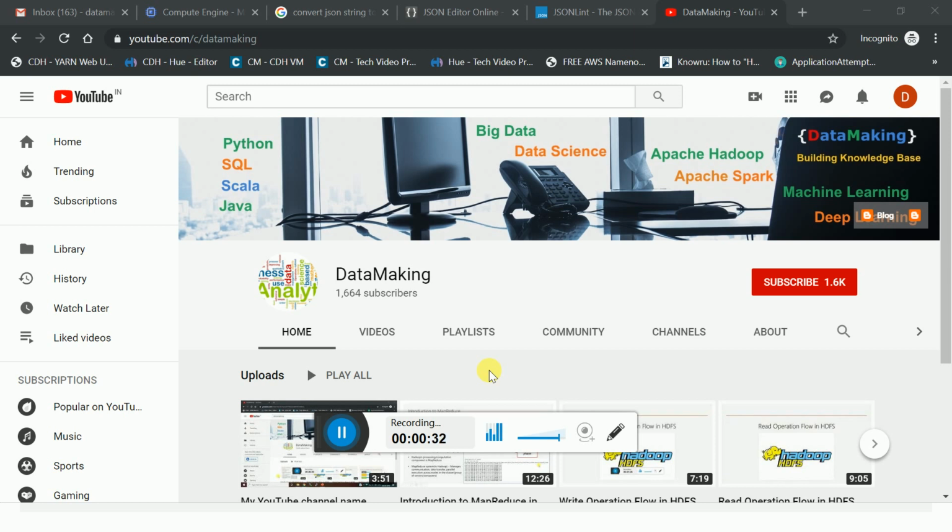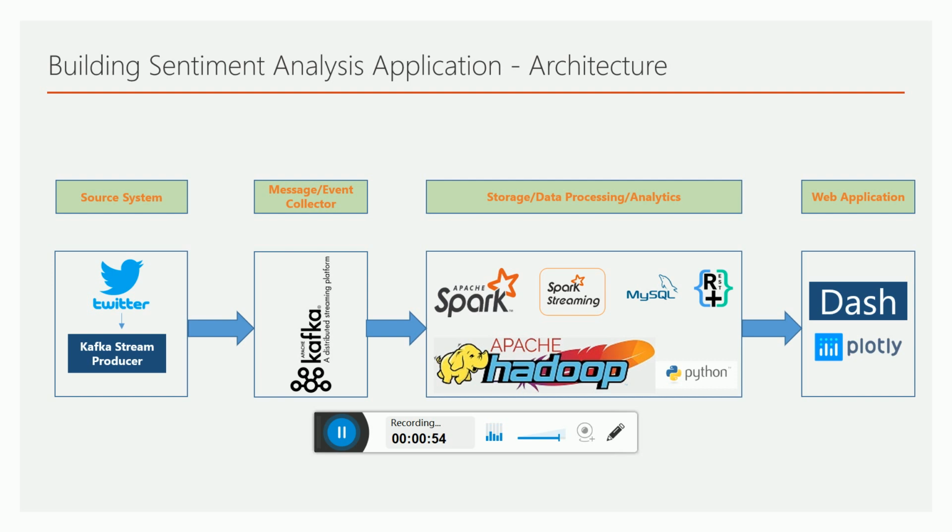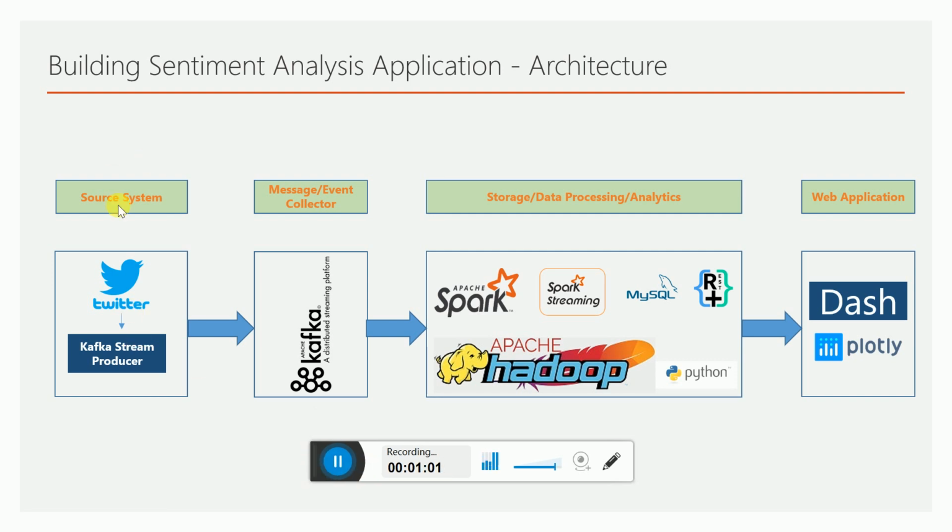In this video, in the last videos we started a new video series called building a sentiment analysis system. This is the sentiment analysis system architecture. In the first video we talked about the sentiment analysis application architecture, and in the next video we talked about the Kafka stream producer, where you get messages from Twitter on a particular topic and then publish to the Kafka topic.